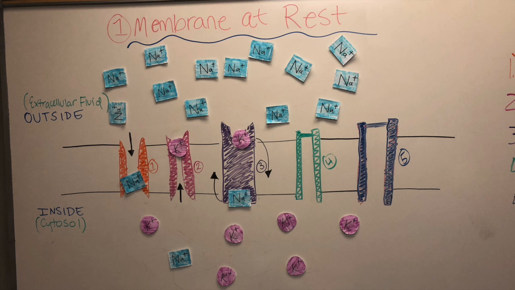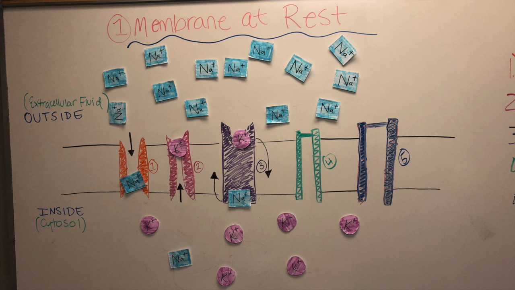Here is a closer look at the membrane at rest. As you can see, there is a high concentration of sodium outside the cell and a high concentration of potassium inside the cell. Based off of the diffusive and electrochemical properties previously mentioned, sodium wants to go inside the cell and potassium wants to go outside the cell. During this time, the sodium leak channel and potassium leak channel, which are proteins embedded in the membrane, are open, allowing sodium to diffuse inside and potassium to diffuse outside.